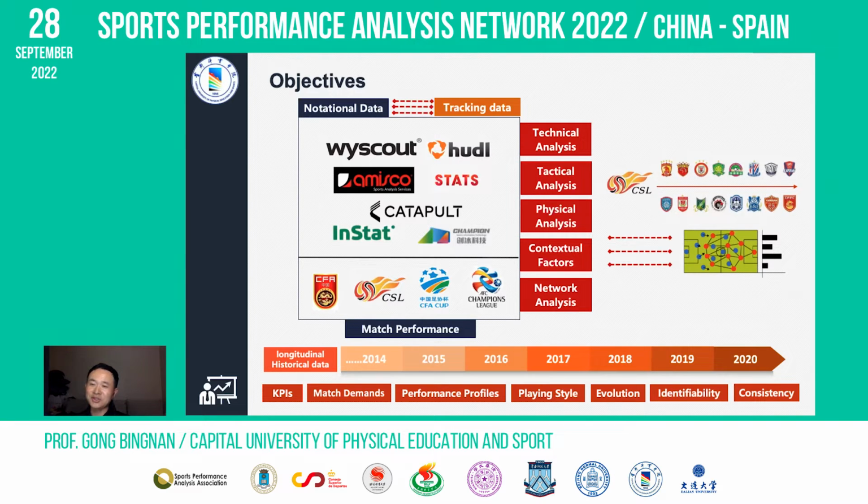Obviously, my colleagues do better than me, but currently I'm working on research on identifiability and consistency in CSL teams from the perspective of complex networks, and I will talk about it later. The point I want to mention is the challenge we face: because of multiple data resources and the huge amount of various types of data, how can we evaluate performance with this data?